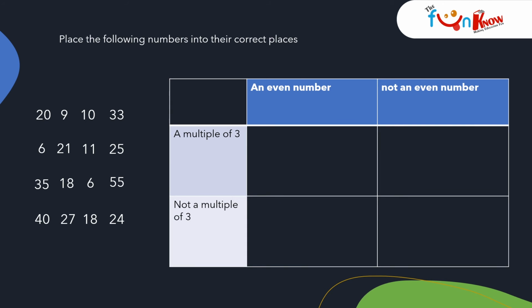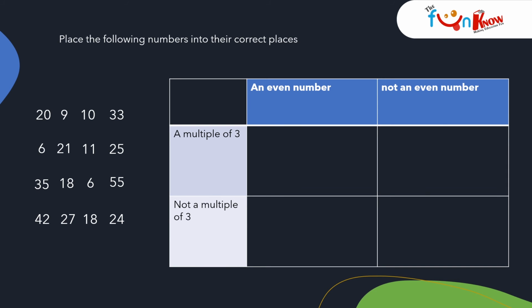Yes. Again here there is a table. In this table there is even number or not even number. That means you can say odd numbers, right? But here the row says multiple of 3 and not multiple of 3. I hope everyone remembers the table of 3, right? Very good. So now we'll start placing the numbers in the table.